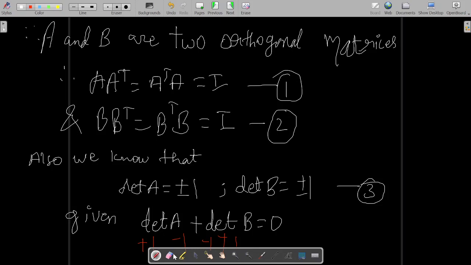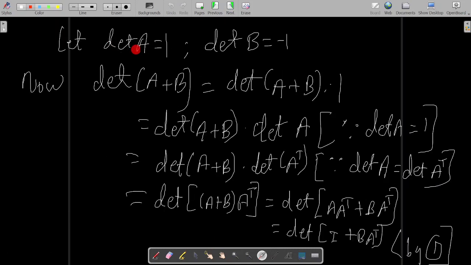You need not prove based on both of these. You need not take two conditions, just take a single condition, because it will unnecessarily make the answer lengthy. So the only situation you should take is determinant of A is +1 and determinant of B is -1. Okay, so you take that situation: let determinant of A equal to +1 and determinant of B equal to -1.